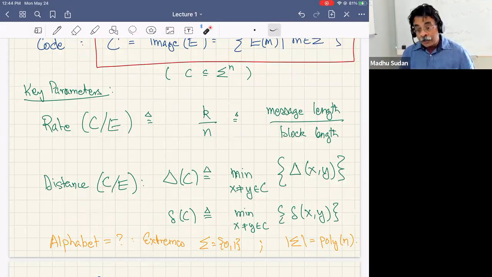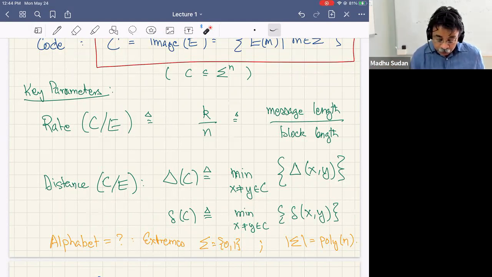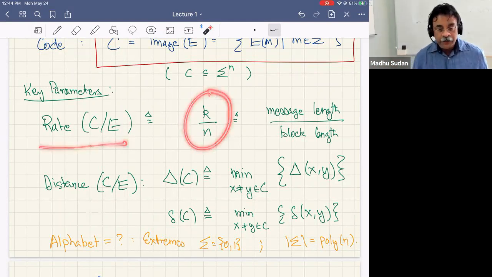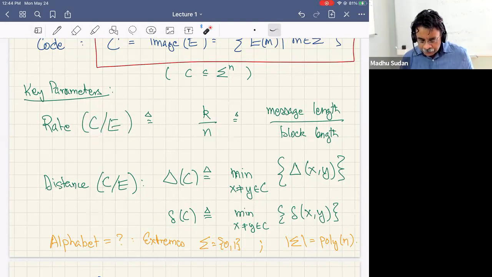What we would like to do is minimize the amount of redundancy that we put in. If I have the channel, I want to put in as much real information into it. k should be as large as possible because I'm using it n times, and I want k over n to be as large as possible. So this is called the rate of usage, rate of the code, rate of the encoding scheme. I will not be distinguishing between these at all. The message length, k, divided by the block length n. Clearly, we want this to be as high as possible.